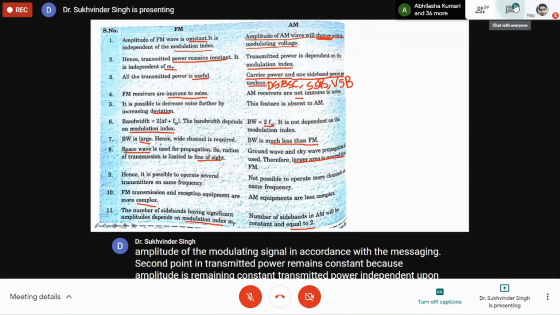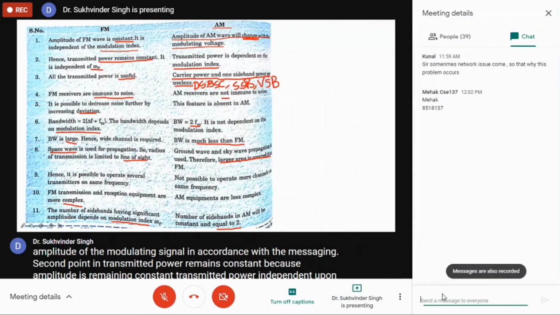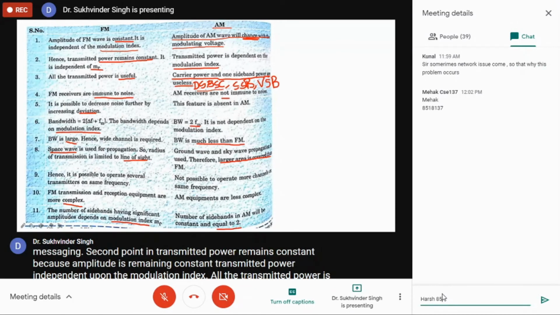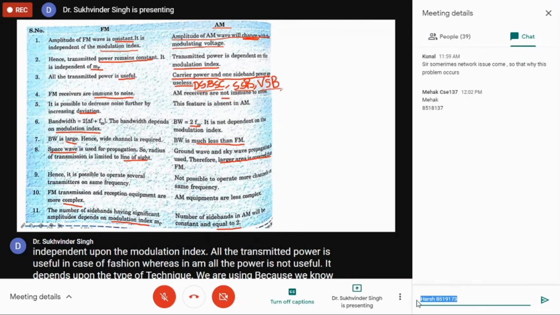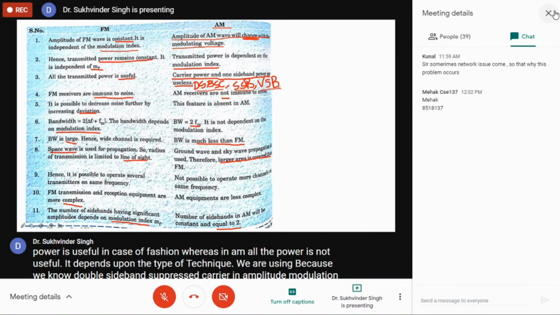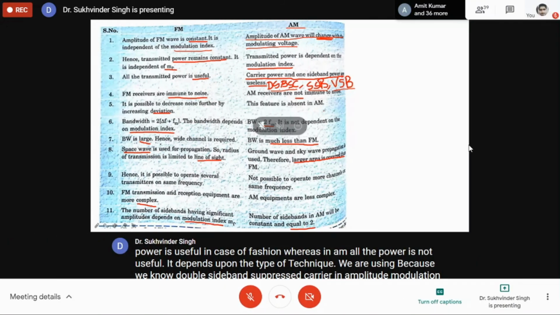In amplitude modulation technique, we have both bands. In double sideband suppressed carrier technique, we suppress the carrier. In single sideband, we suppress the carrier as well as one of the sidebands. In vestigial sideband, to avoid complexity in the circuitry, we take some vestige part from the lower band or the upper band.